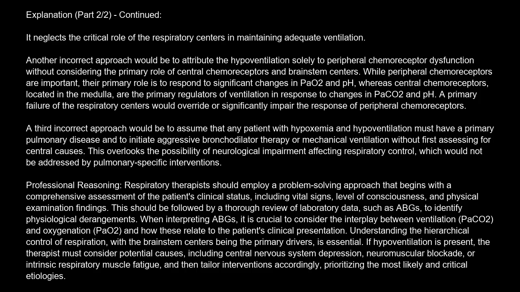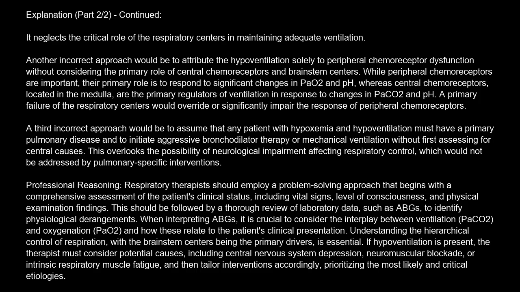A third incorrect approach would be to assume that any patient with hypoxemia and hypoventilation must have a primary pulmonary disease, and to initiate aggressive bronchodilator therapy or mechanical ventilation, without first assessing for central causes. This overlooks the possibility of neurological impairment affecting respiratory control, which would not be addressed by pulmonary-specific interventions.